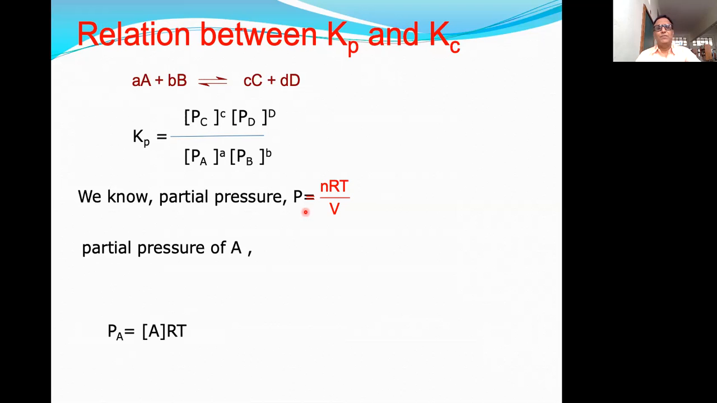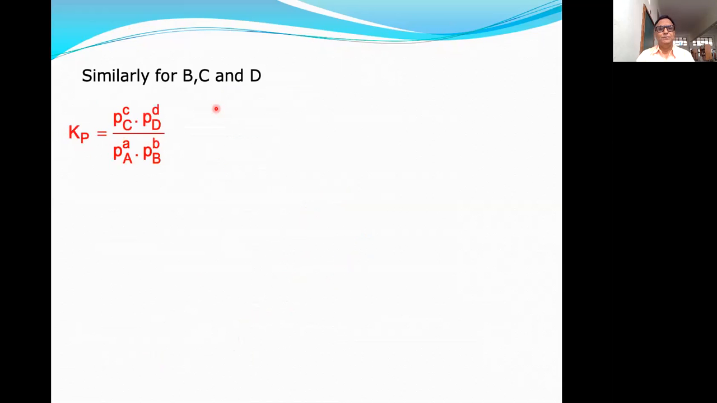Now the partial pressure of A, you can write as Pa is equal to nA RT upon V. Suppose the volume is 1 liter. Then you can write Pa is equal to concentration of A into RT. Similarly for B, C and D. We have the expression Kp is equal to Pc raised to c into Pd raised to d, divided by Pa raised to a into Pb raised to b.